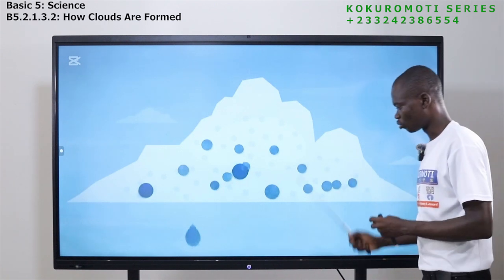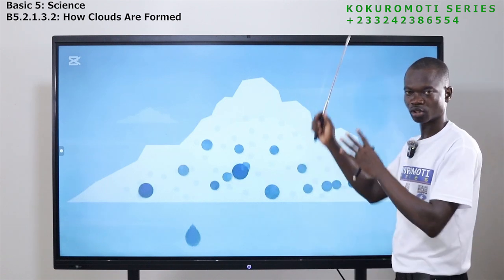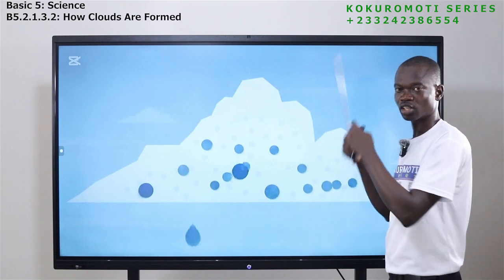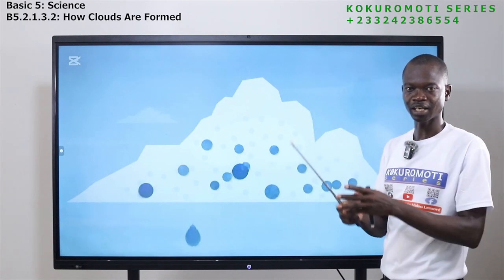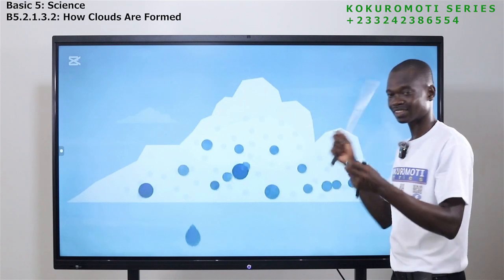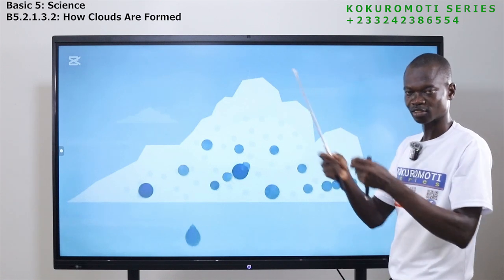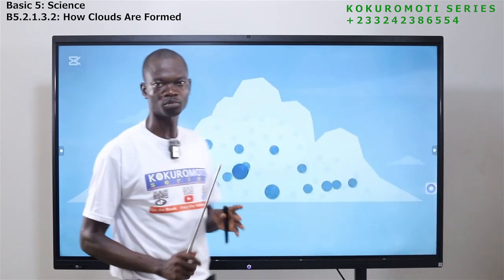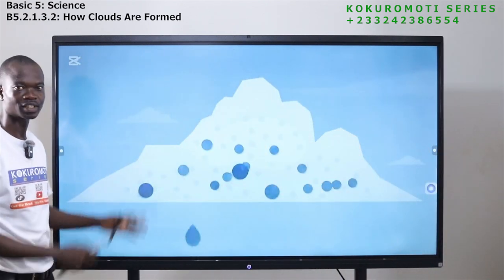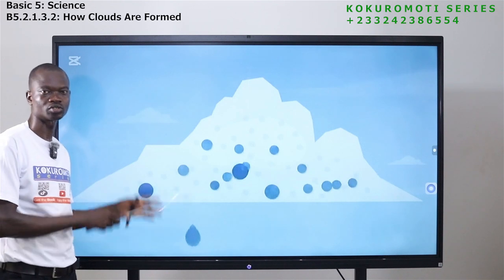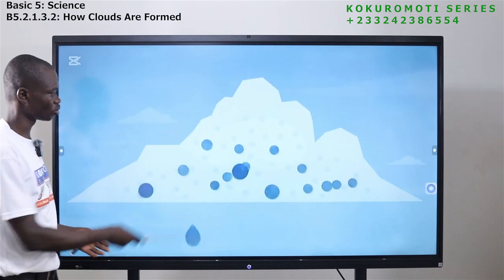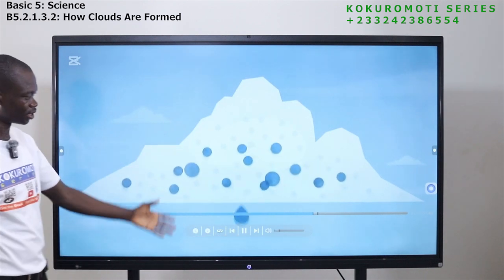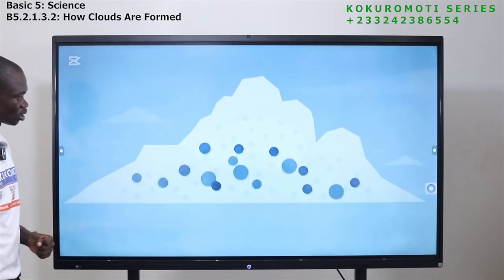Clouds are formed. Water vapor rises into the atmosphere. It condenses into water droplets. The water droplets stick together to form clouds. When the clouds are heavy in the atmosphere, the water falls down onto the earth as what? Rain. So this is how clouds are formed, and this is how rain is formed.